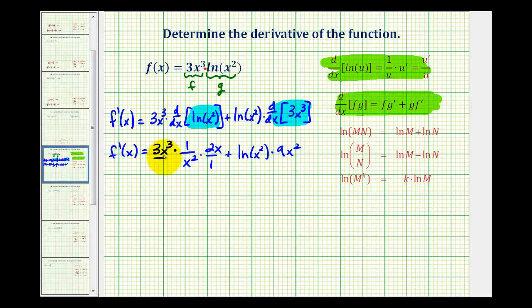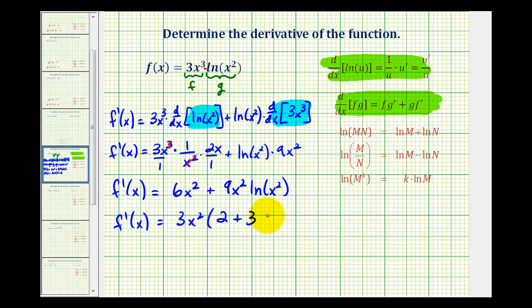Now let's go ahead and simplify this first product. Notice how two factors of x will simplify out. This simplifies to 1, and this simplifies to x to the first. So we'd have f prime of x equals, this will be 6x squared plus 9x squared natural log x squared. Now we could factor this. The greatest common factor would be 3x squared, which would leave us with 2 plus 3 natural log x squared.